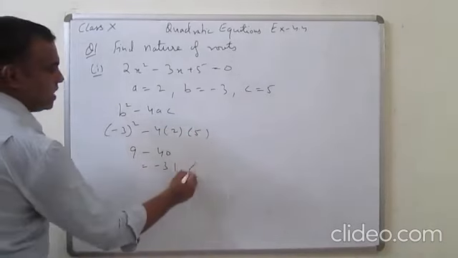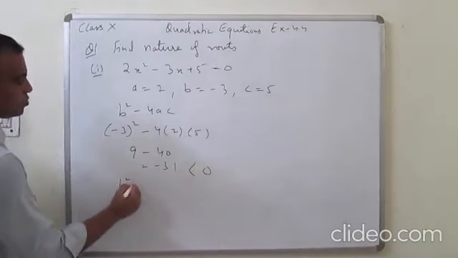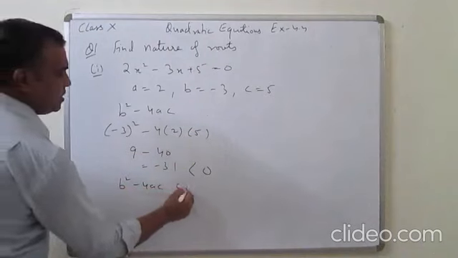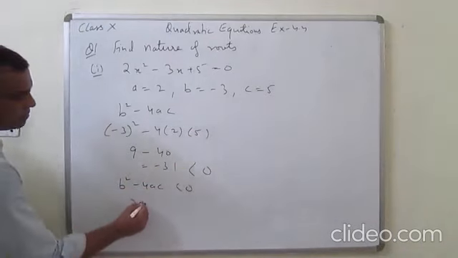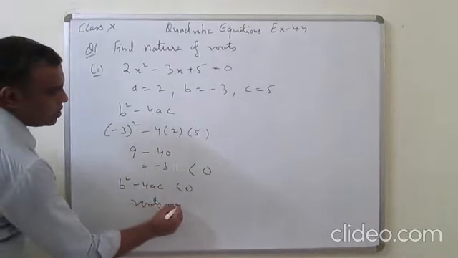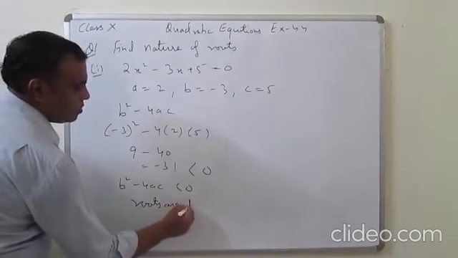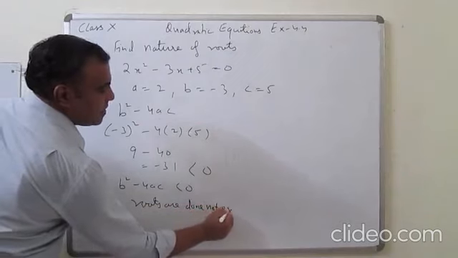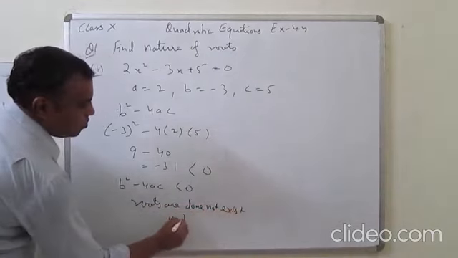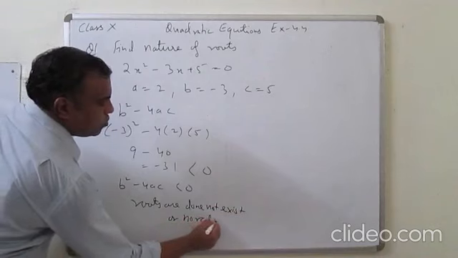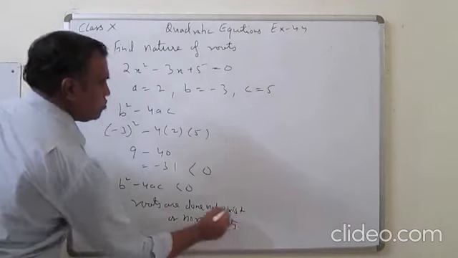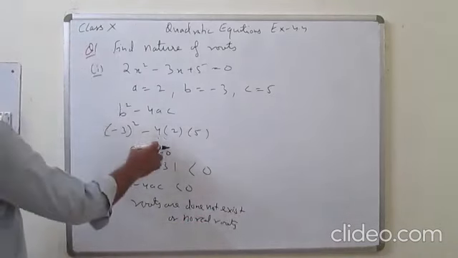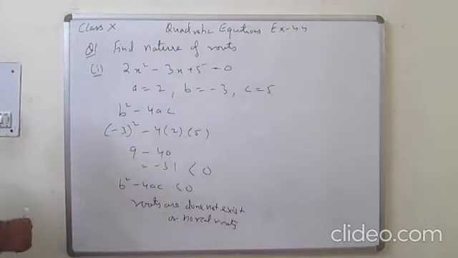So it is less than 0. b square minus 4ac is less than 0. We say that roots do not exist, or no real roots. Now I will take second part.